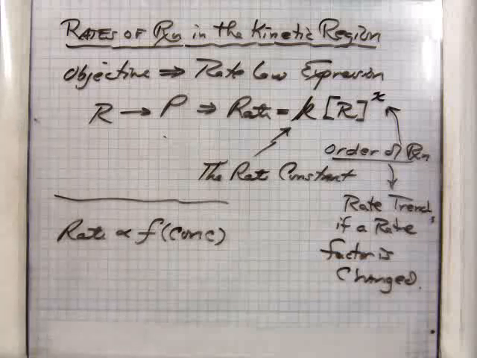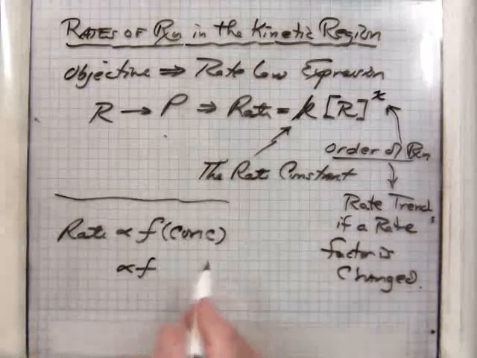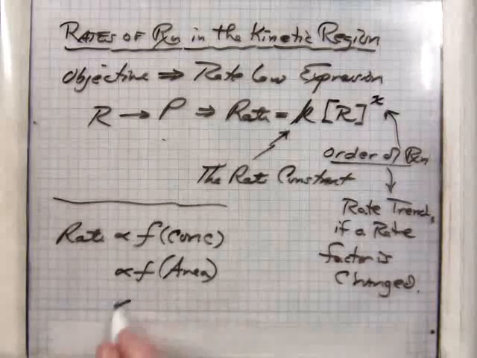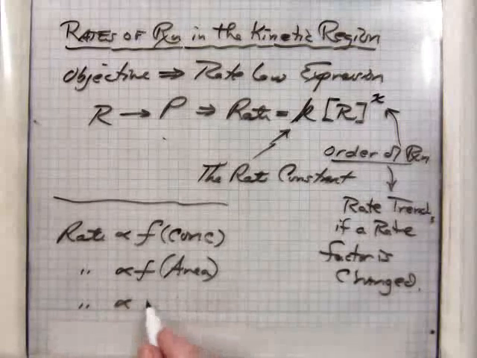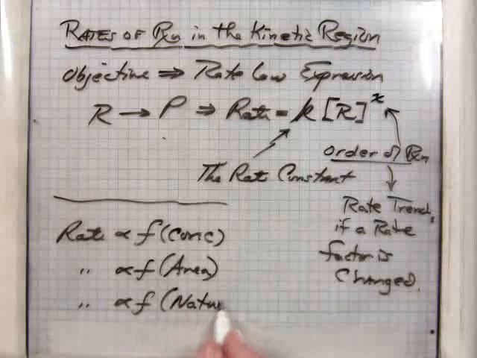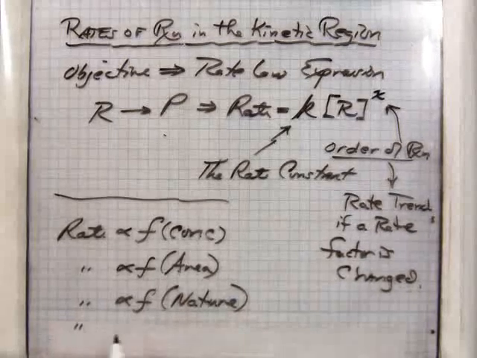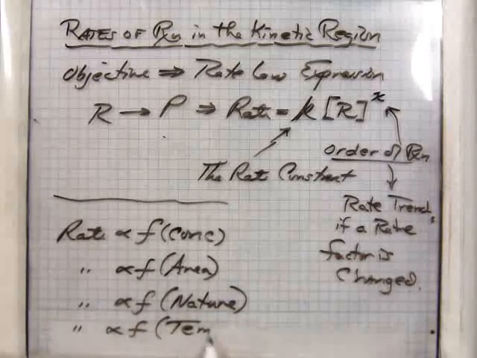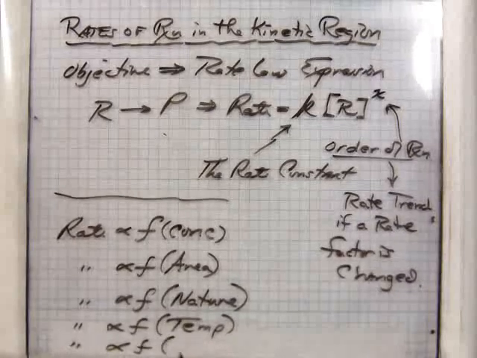defining its trend. You can have rates proportional to surface area. You can have a rate proportional as a function of the nature of the structure. Proportional to a function of energy factors or temperature, and we'll do that. And proportional to a function of catalytic effects.